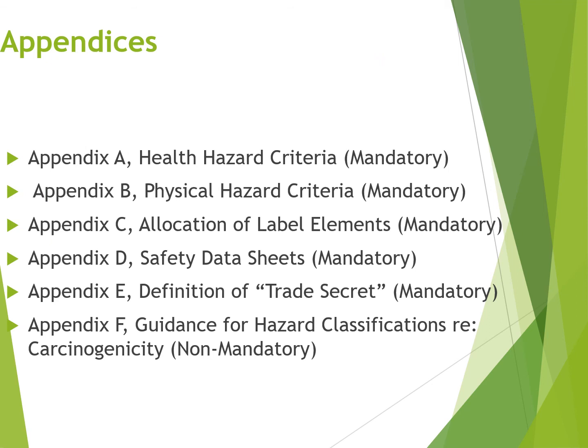There's a couple appendices in the hazard communication standard. Again, they're more technical. So there's the criteria for the health hazards, and that tells you what to put in the labels. Appendix D tells you how to lay out a safety data sheet. And those are all the sections of the safety data sheet, or sections of the regulations.